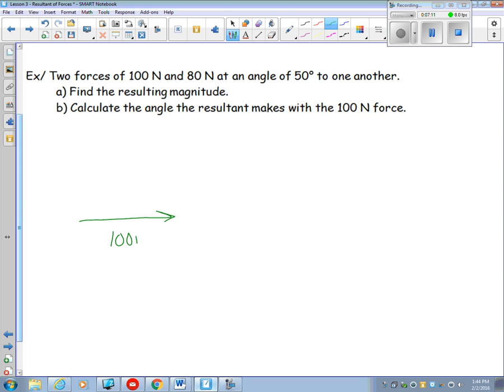So here's 100, and we're going to do it at 50 degrees. And here's 80 newtons. What is the resultant magnitude? Well, I can't do it the way it is because I have to turn this into vector addition. But if I complete the parallelogram like that, my resultant vector will go right through the middle up to the top. We'll call that R for resultant. Now the nice thing is, I've got 100 on the bottom, I've got 80 on the side, and I can use the cosine law if I were to know this angle.